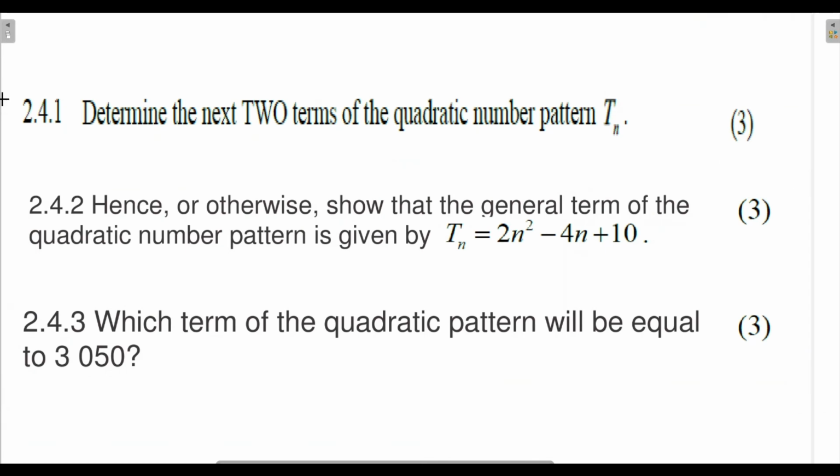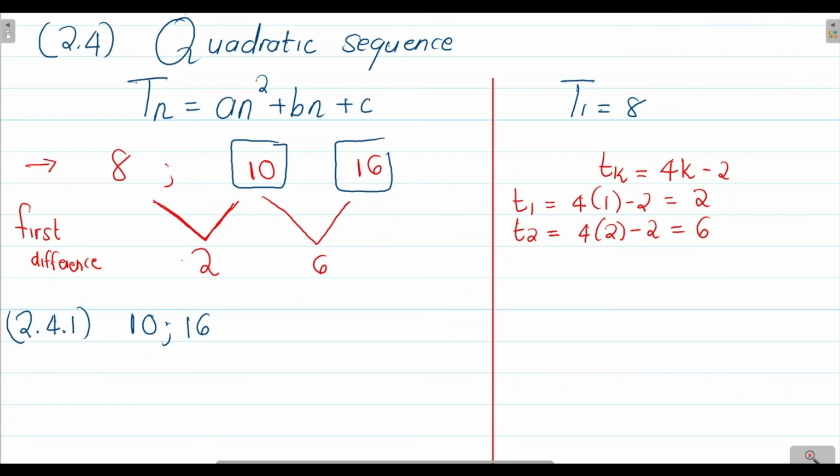Question 2.4.2: hence or otherwise, show that the general term of the quadratic number pattern is given by Tn, which is equal to 2n squared minus 4n plus 10. So guys, this one is nice and simple. We need to basically prove that the formula for this quadratic sequence is given by Tn equals 2n squared minus 4n plus 10.